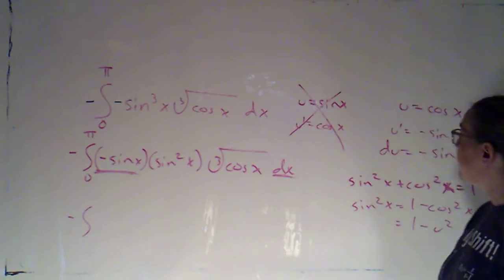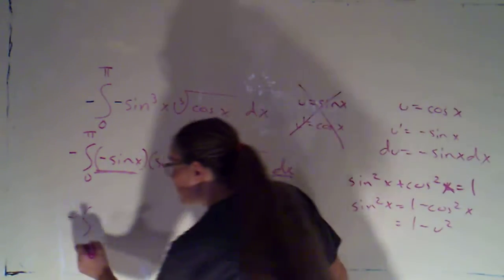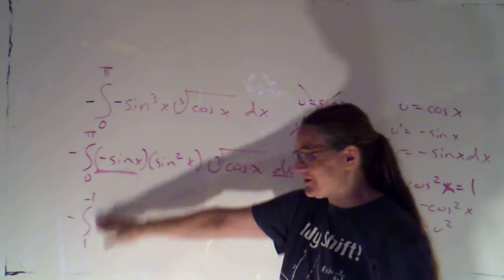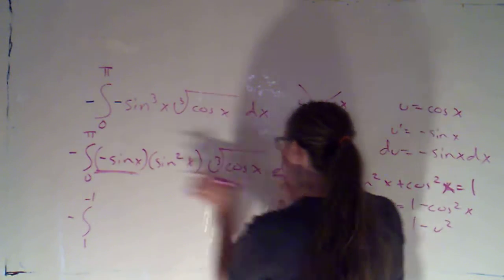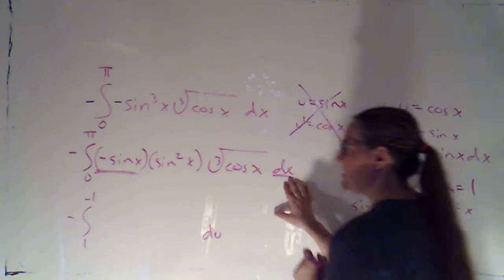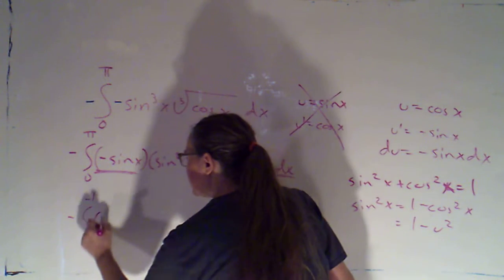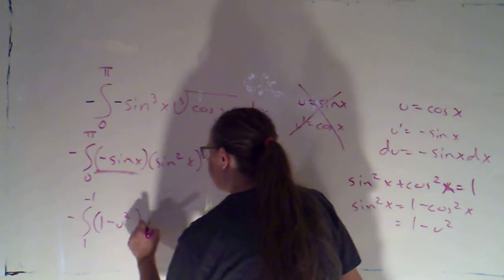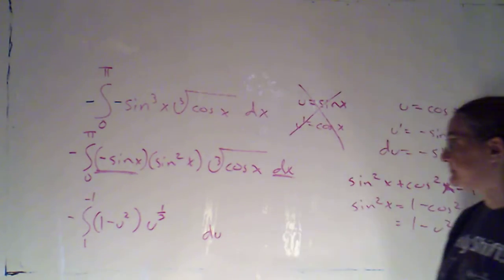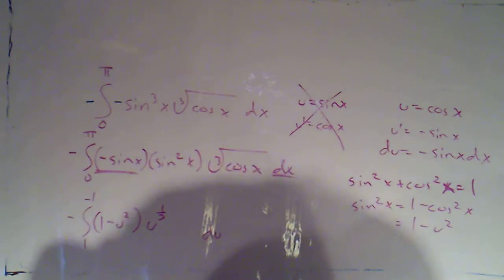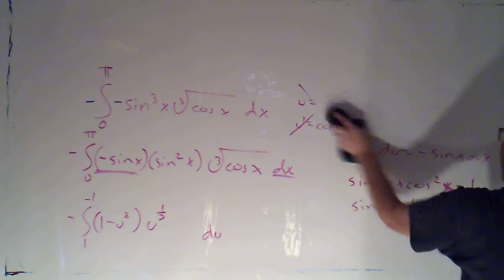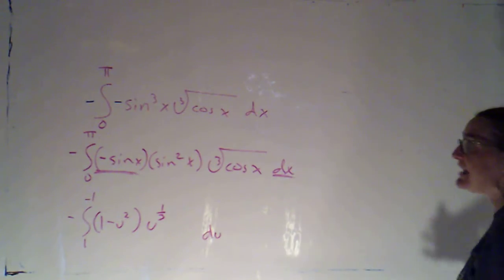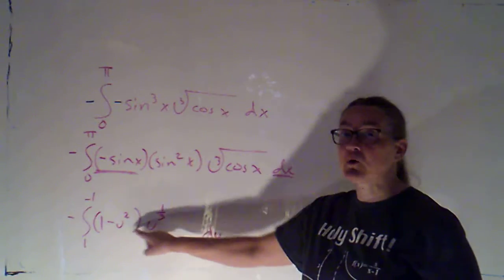So it's negative. We're going to integrate from cosine of 0, which is 1, to cosine of pi, which is -1. So you'll notice we're going backwards. Okay. The negative sine x and the dx becomes part of the du. The sine squared x, we just said, is going to become 1 minus u squared. Cube root of cosine x is u to the 1/3. All right. So now, after that u substitution, I still have a multiplication problem, but the difference is it's multiplication that I can do. This is all just powers of u.